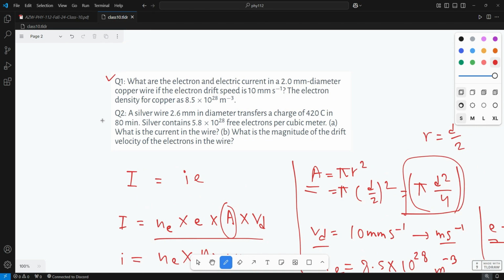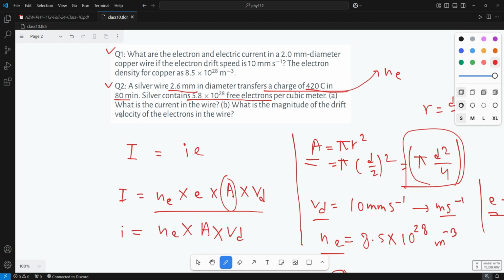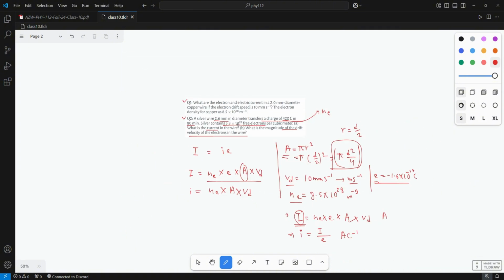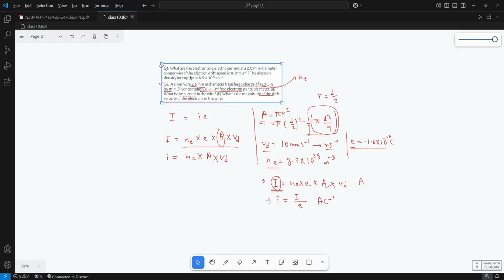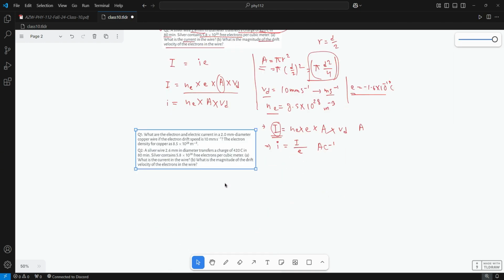Now if we move on to the second question, it says a silver wire of 2.6 millimeter diameter transfers a charge of 420 coulomb in 80 minutes. Silver contains this amount of free electrons per cubic meter. So this is the value of our n e. We have to find out what is the current in the wire, and what is the magnitude of drift velocity of the electrons in the wire. So let me make a copy of this question and bring it down here.